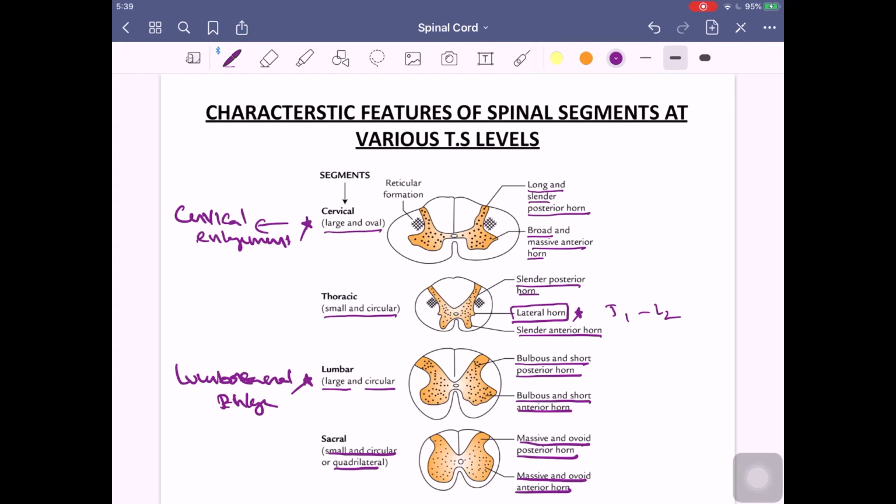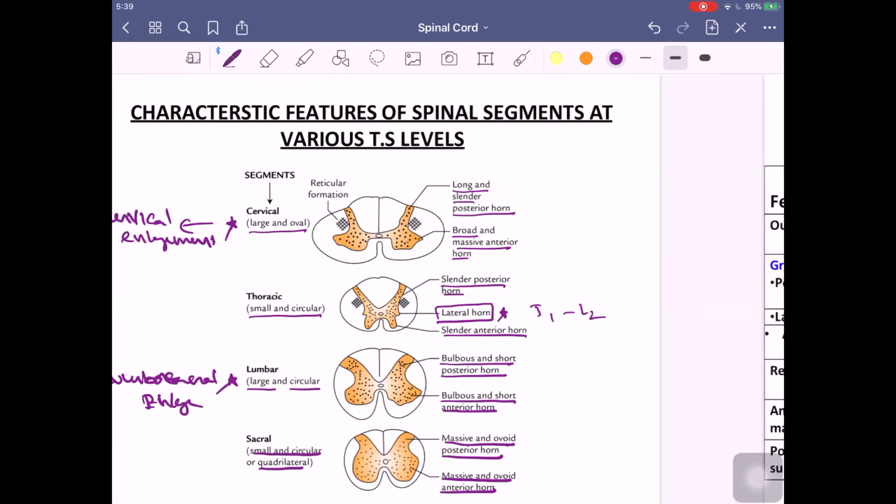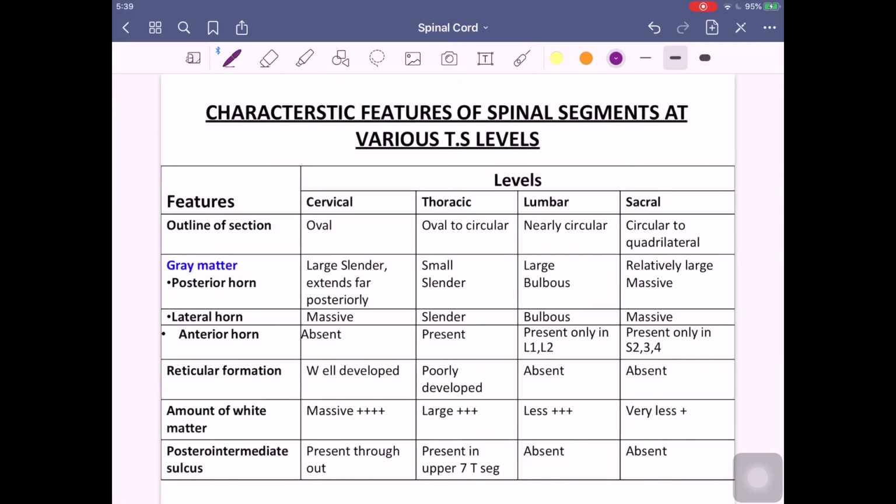This is how we can identify a section given to you with the naked eye. By looking at the section of the spinal segment, you will be able to have a rough idea from which part of the spinal cord this particular segment has been taken. Now these are some more features which are already given there. It is just showing whether horns are there or not. Same thing what I told you, it is given in the form of a table.